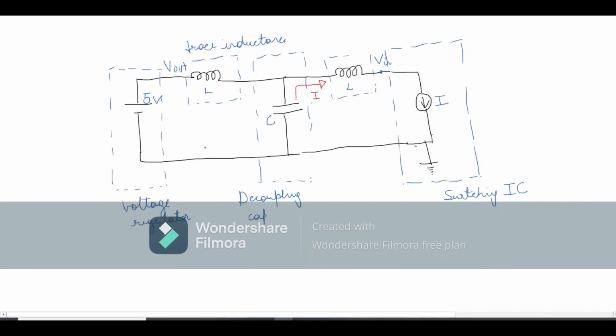What happens when we don't place the decoupling capacitor near the VIN pin of the switching IC? The trace between the capacitor and the VIN has trace inductance, and again it results in noise. Hence, we have to place the decoupling capacitor very close to the VIN pin of the switching IC so that we don't see any trace inductance.